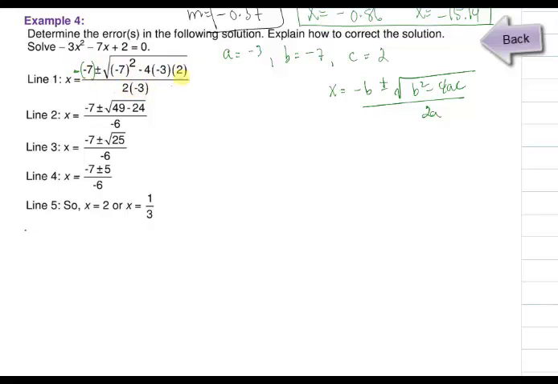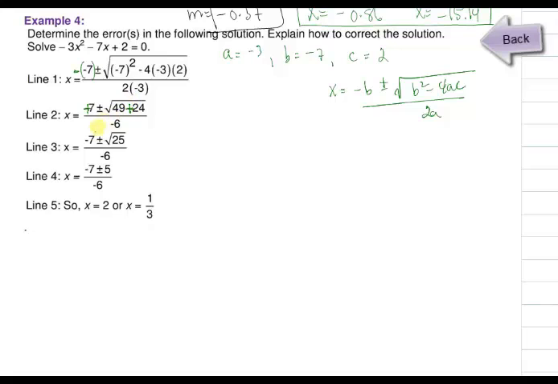So on our first step, the error is that we didn't put a bracket around the negative 7 and put the 7 in front, because it's negative b. All right, so that means that this is plus. And the second error in this one shows up inside the square root bracket. When you times a negative, you're going to get a positive. So here's your second error. It should read plus.